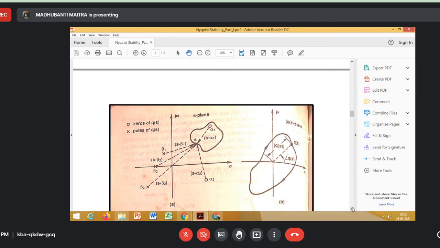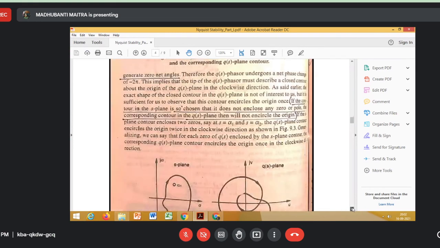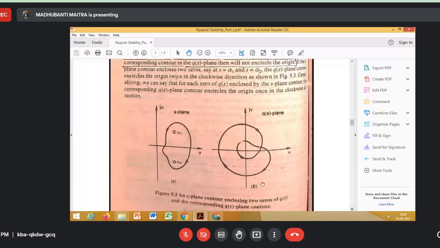Similarly, it's minus 720 degree. Now, in this case, you see two zeros of QS, alpha 1 and alpha 2, are being enclosed by the chosen S-plane contour, right? So, this phasor will complete one rotation. Similarly, this phasor will complete another rotation.